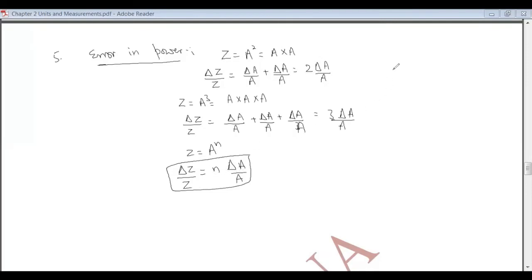Now let's take another example. If z is equal to a raised to the power p, b raised to the power q upon c raised to the power r, then the relative error in z will be equal to p times, as p is the power, p times the relative error in A. Now A raised to the power P is multiplied to B raised to the power Q, so the relative errors are added, plus Q delta B upon B. Plus in division also the relative errors are added, plus R delta C upon C.